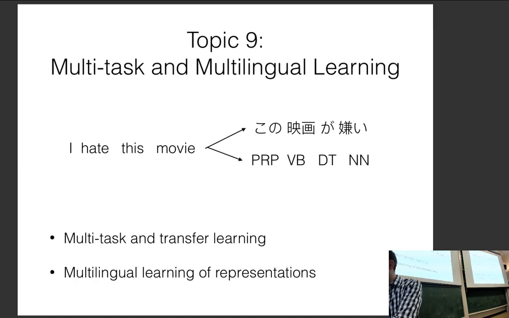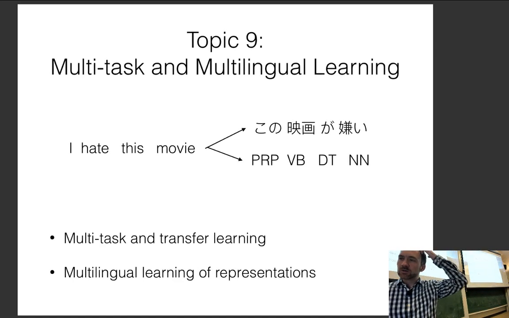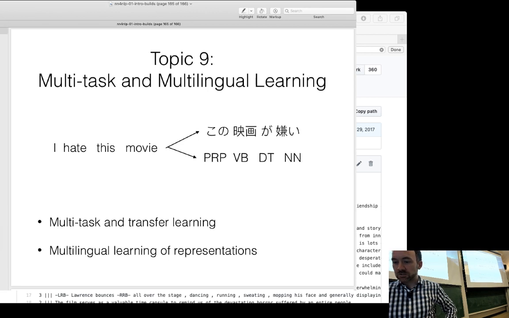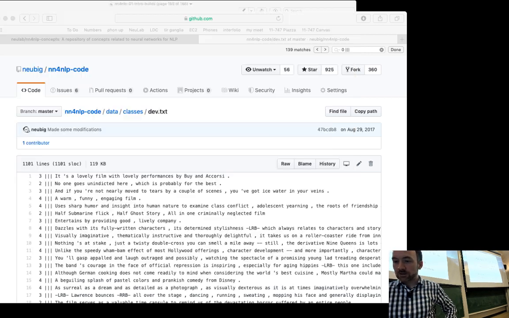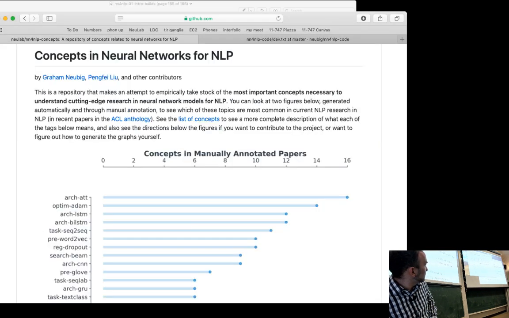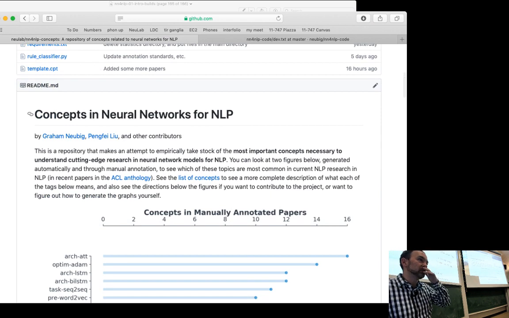And one final thing is something we were working on new for this class. We've restructured this class just a little bit. Specifically what we did this time was we came up with a repository of concepts in neural networks for NLP. This is also linked from the class site. And what I wanted to do basically was say, if you pay attention in this class, you should be able to understand the major concepts in 90% of papers in state-of-the-art NLP venues.